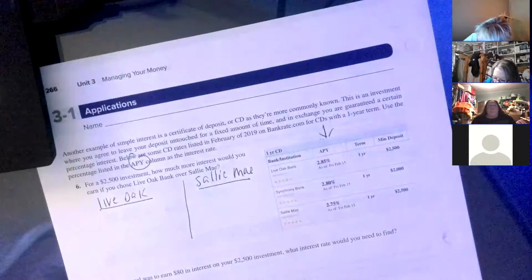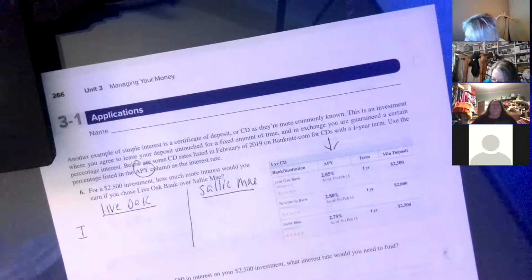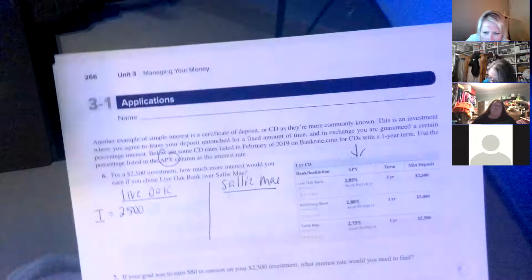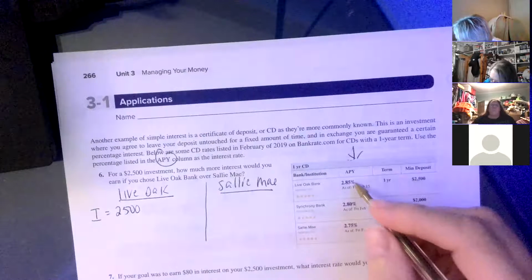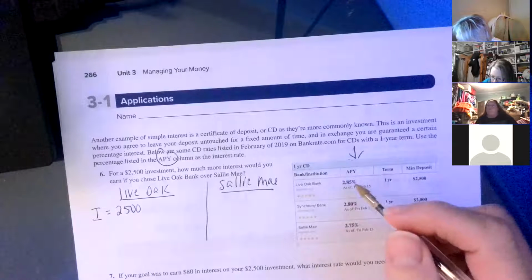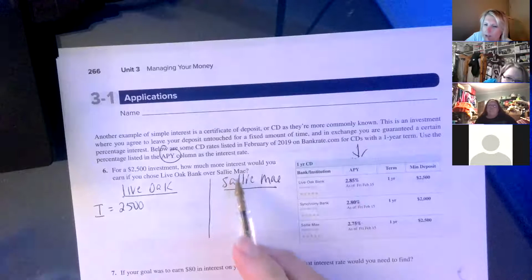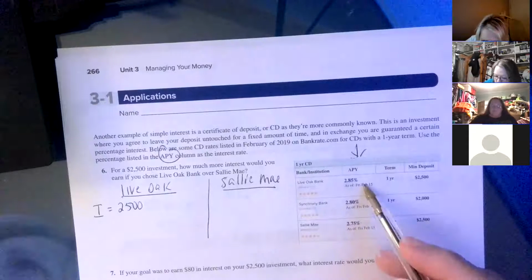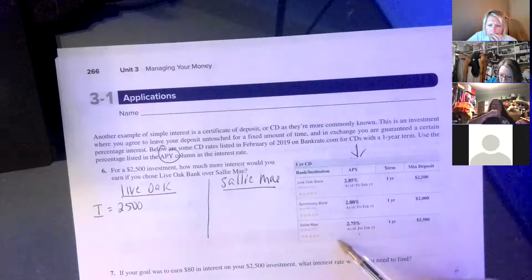And so our interest is 2,500 times 0.85 versus 2.75. Live Oak's is better. We should be able to tell that, right? But they want us to figure out how much more interest, so how much more money. So we have to figure out the amount of money. But you're right, we should get more from Live Oak than Sallie Mae. Like it's 0.1% better.